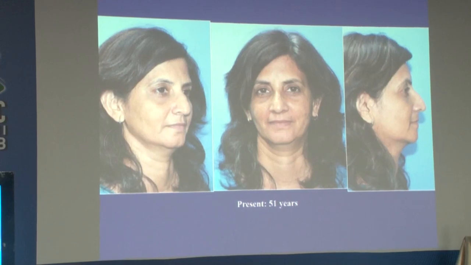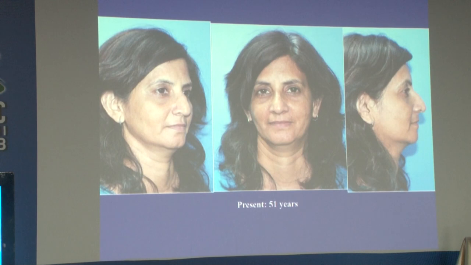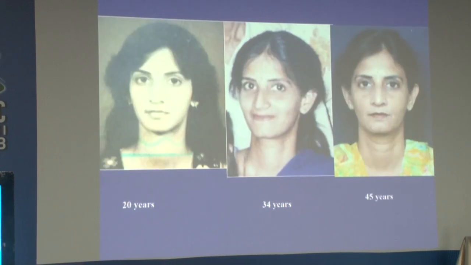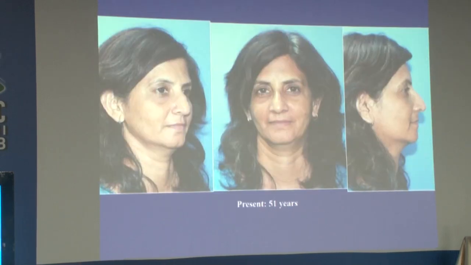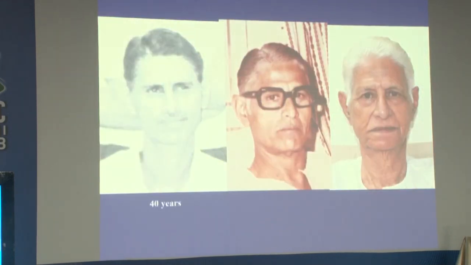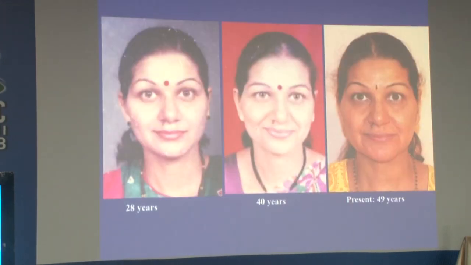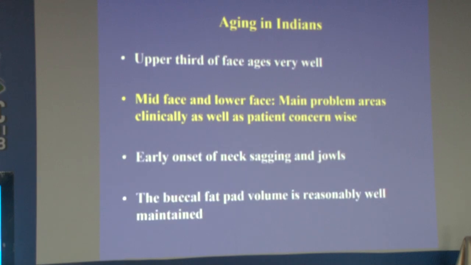See how the lower face is looking older and older. Look at how the cervicomental angle or the angle of the neck is becoming more and more obtuse. Look at how certain things are changing even in men, especially with men losing hair, how the upper part of the face is aging. This gives us some sort of an understanding. The first thing which we understand is, in Indians, because of the melanin in our skin, the upper third of the face ages reasonably well.